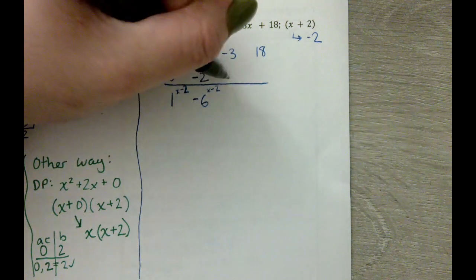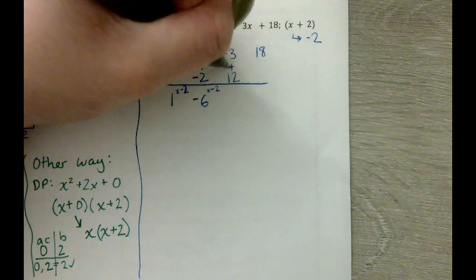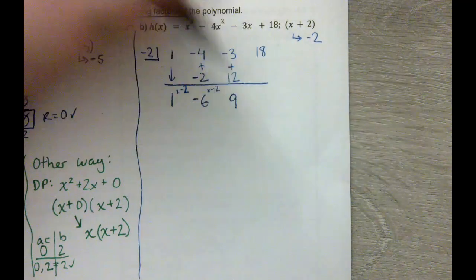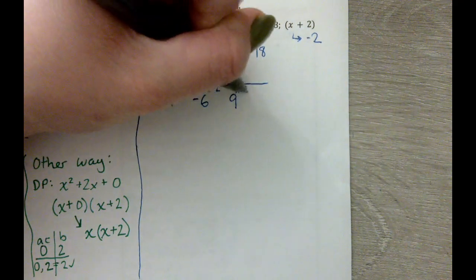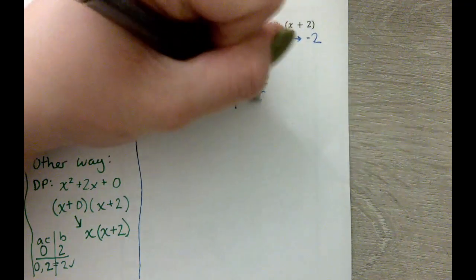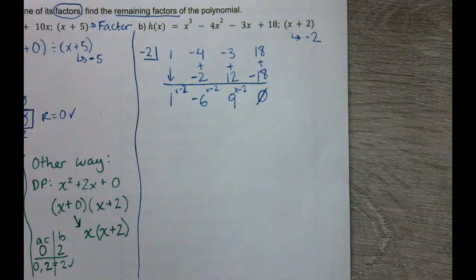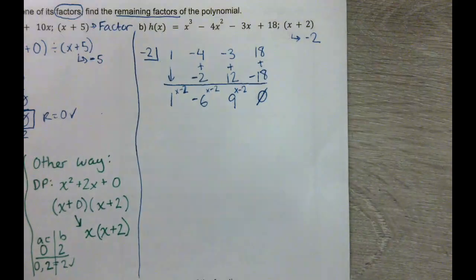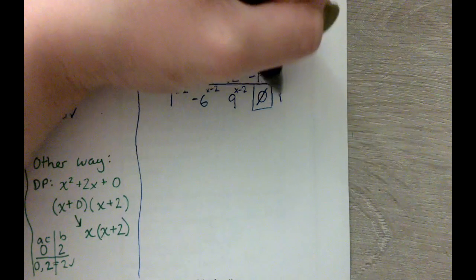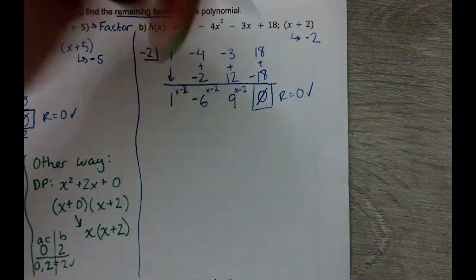Times -2 gives us positive 12. Be careful with those signs. -3 plus 12 is positive 9. Times -2 is -18. And then those are going to cancel and give us 0, which is what we need. Because on this problem we are told this is a factor, so our remainder must be 0. If you don't get 0, you have made a mistake. Remainder of 0, so we're good to continue.